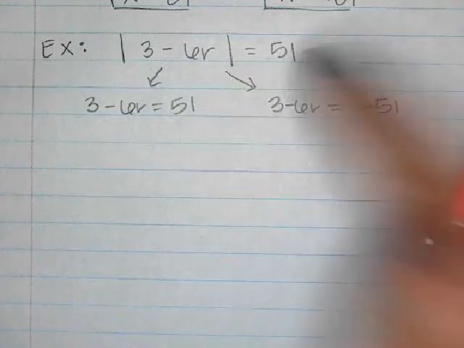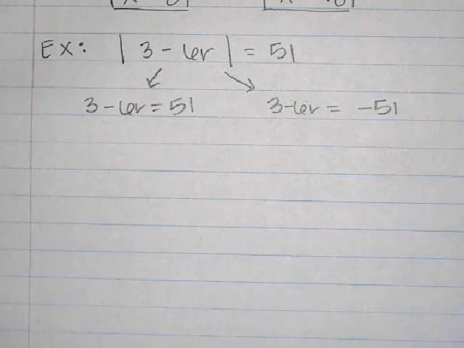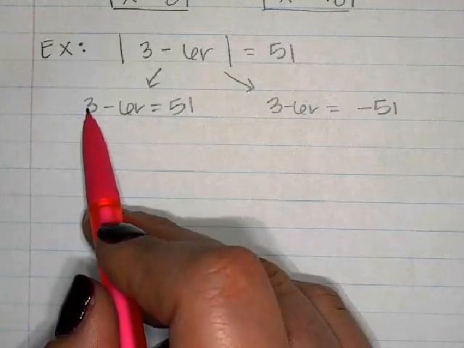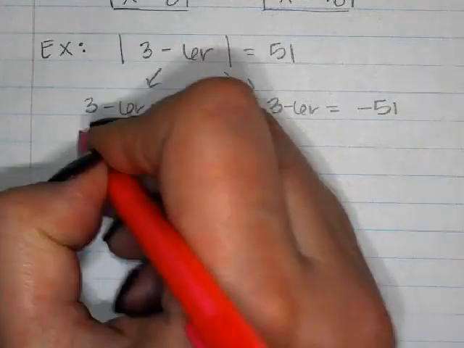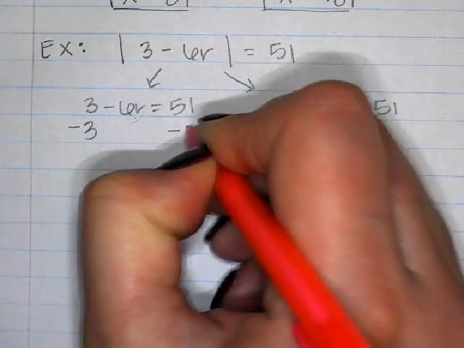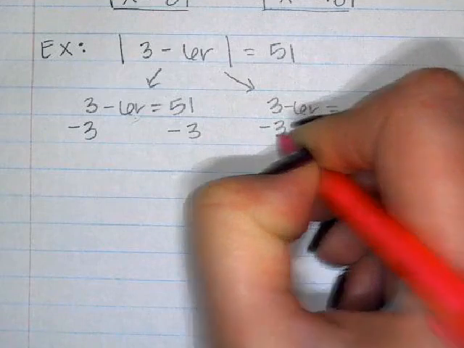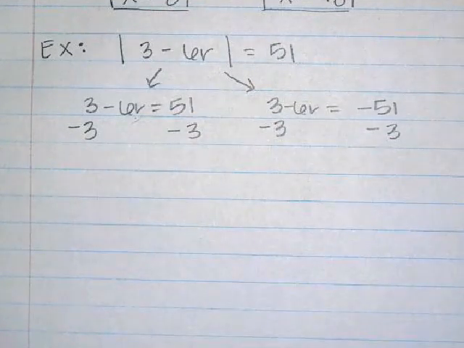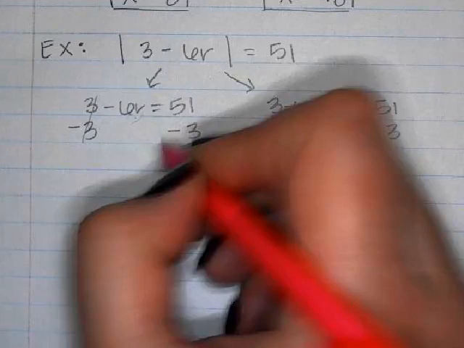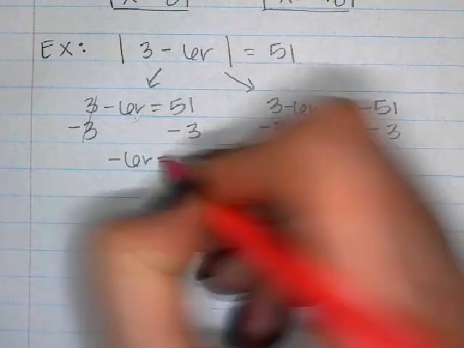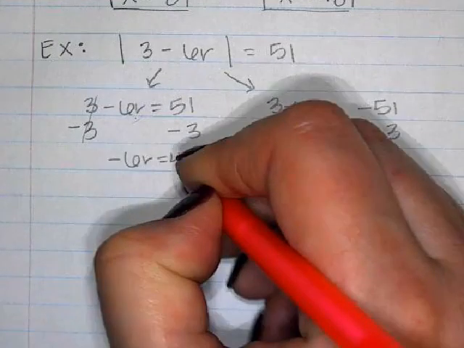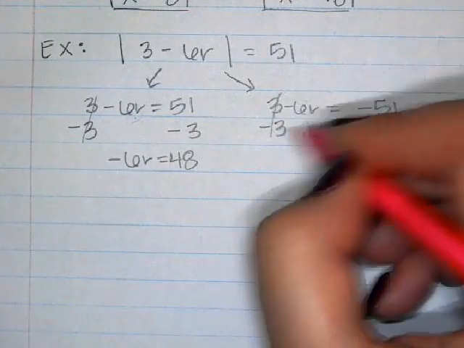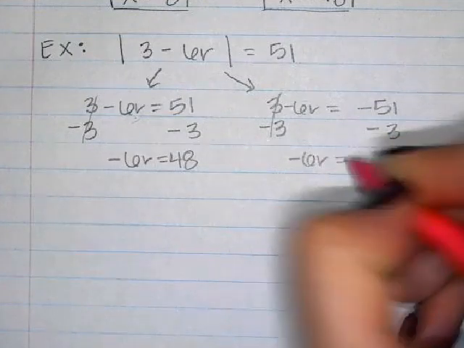So what is the first thing we should do? Subtract the 3. We have a positive 3, and then we have the r's. So we're going to wait for the r's second. We're going to subtract the positive 3 over to the other side first thing. So negative 6r equals 48. And on this one, we have negative 6r equals negative 54.